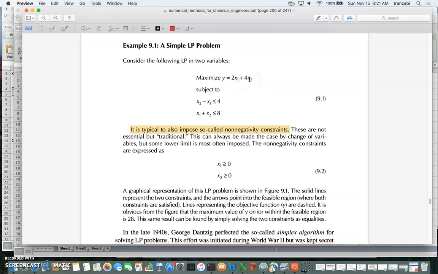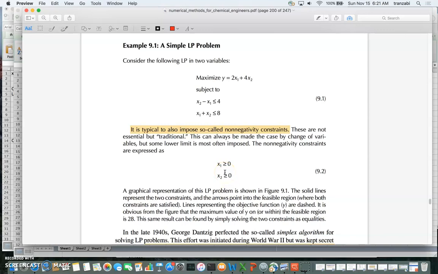Well, I don't know if this is the maximum, but at least for this specific set, which means x2 equals 4 and x1 equals 0, I found this y to be 16. But the question is, is that the maximum? It means, can I find anything more than this by changing x1 and x2? Okay.